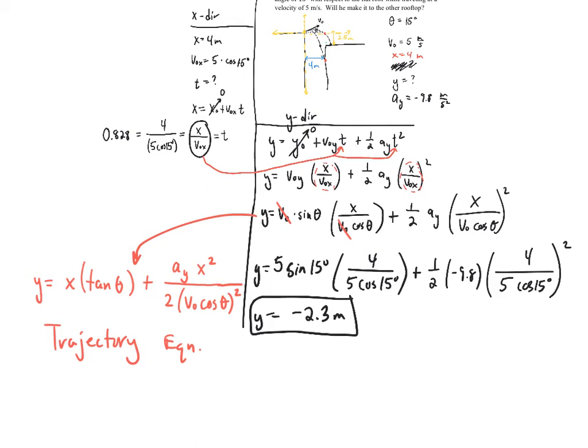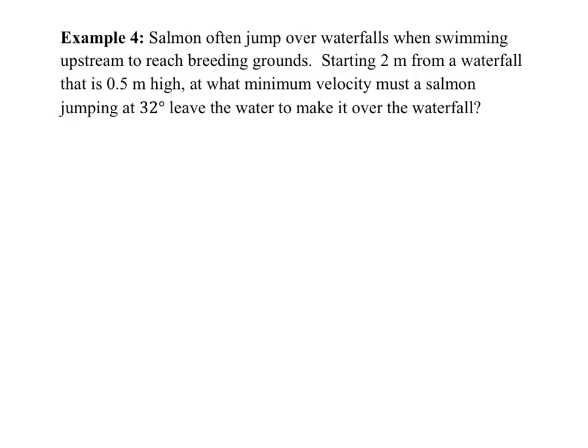Let's go to example 4 so we can do it next. Similar type of problem. I want you to start again with the person next to you. We're looking at salmon. And salmon physically do this. They jump over waterfalls. I'm not making this up. Salmon swim upstream, and bears are standing there.